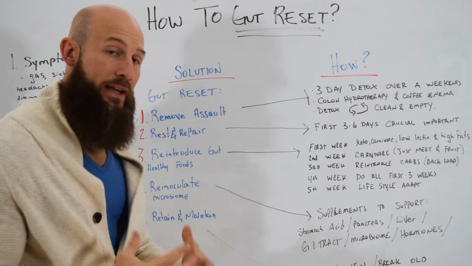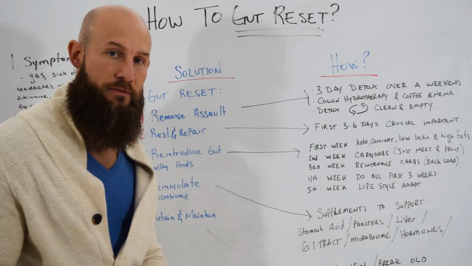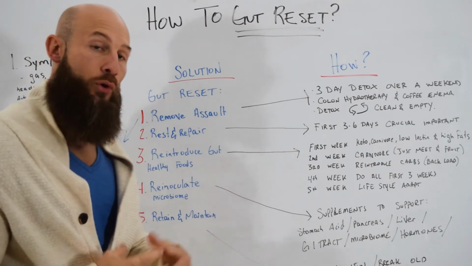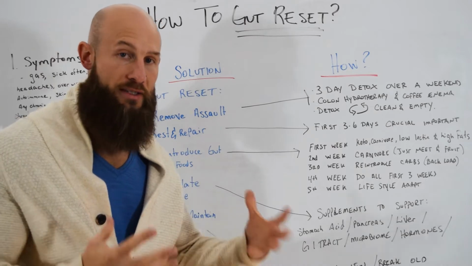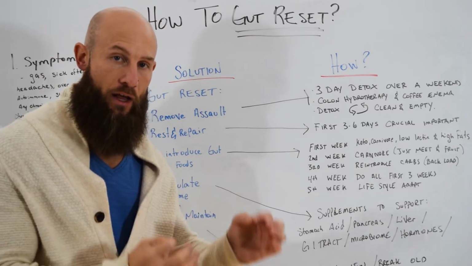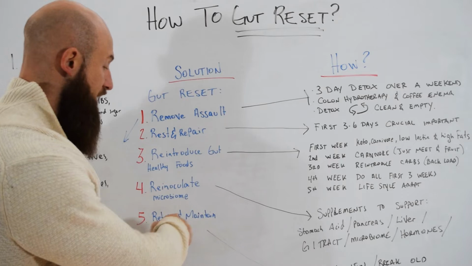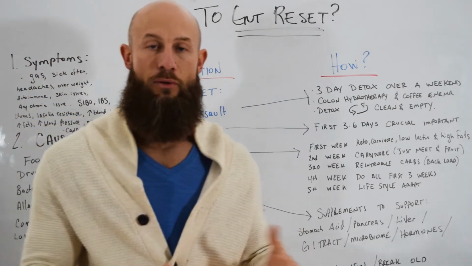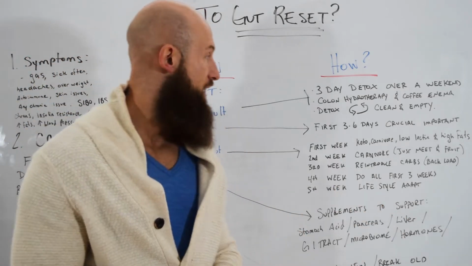Number three, reintroduce gut healthy foods. Number four, re-inoculate the microbiome. So we've got to support the diversity of a healthy microbiome. And finally, retain and maintain. Sounds simple enough. So I'm just going to expand on those points now.